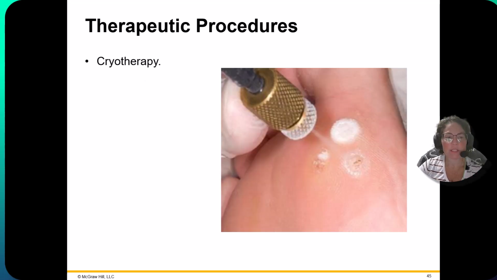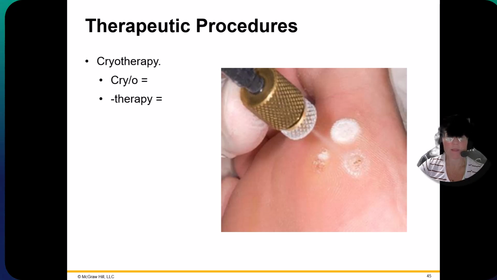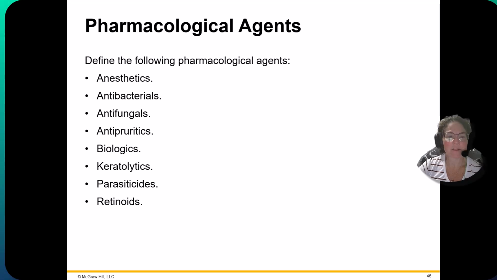Another therapeutic procedure, cryotherapy. What does it mean? What's the combining form? What's the suffix? Cryo is your combining form, and that means cold. Therapy is your suffix, and that means treatment. So this means treatment of cold. And you can see here that this type of cryotherapy, they're burning off warts with very, very cold stuff. Oof.